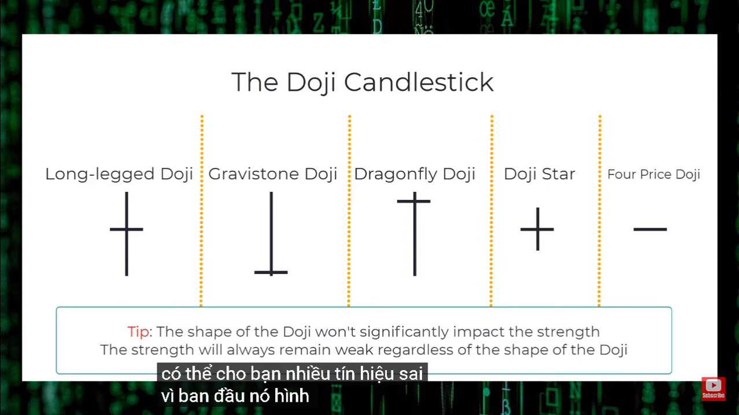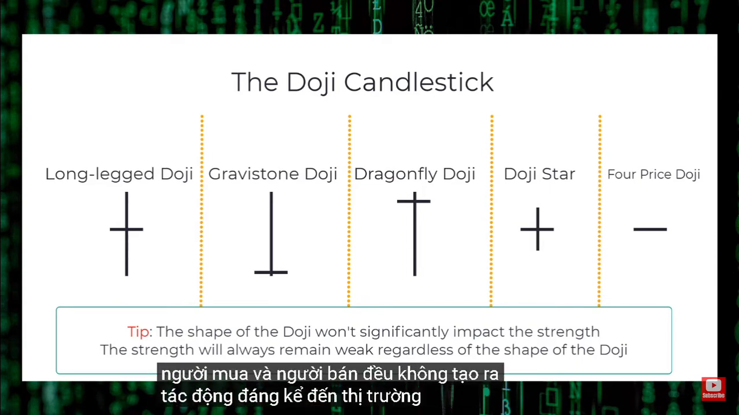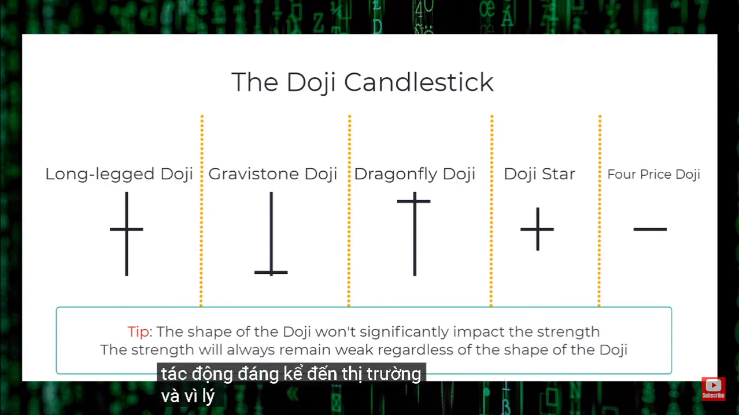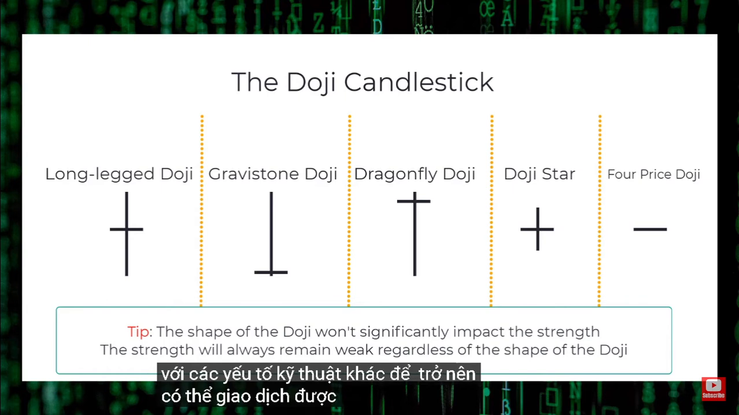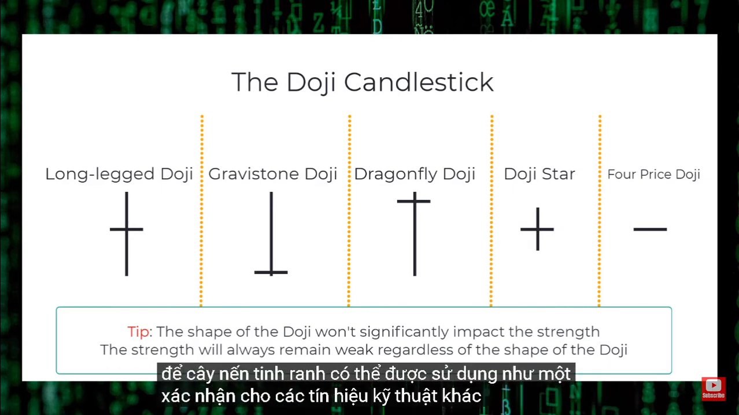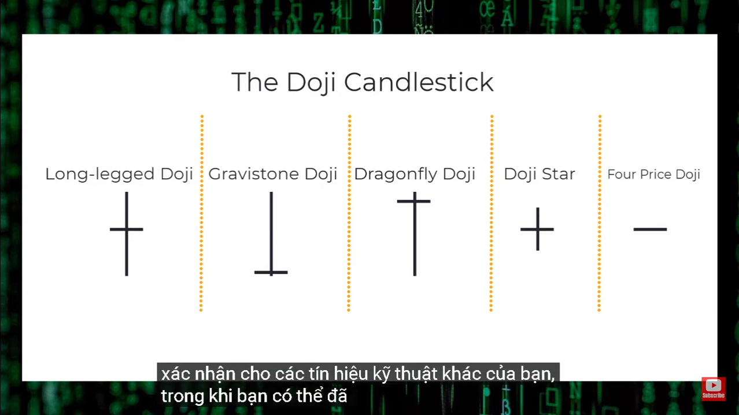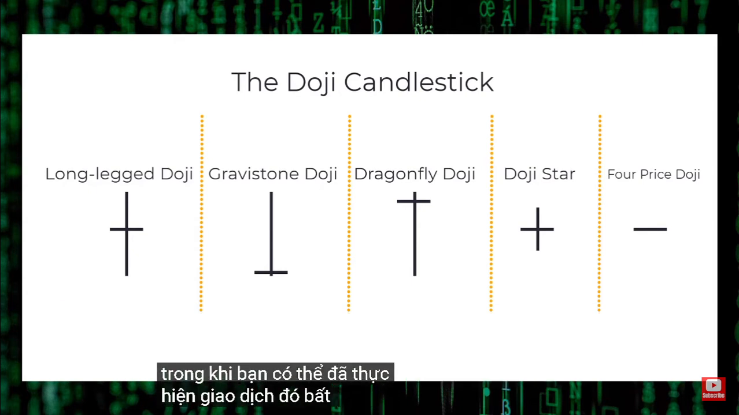Since it originally forms when neither the buyers nor the sellers have made a significant impact on the market, for this reason, it must be combined with other technical factors to become tradable. So, the doji can be used as a confirmation for your other technical signals, whereas you would have taken that trade anyway, regardless of whether it had shown up or not.